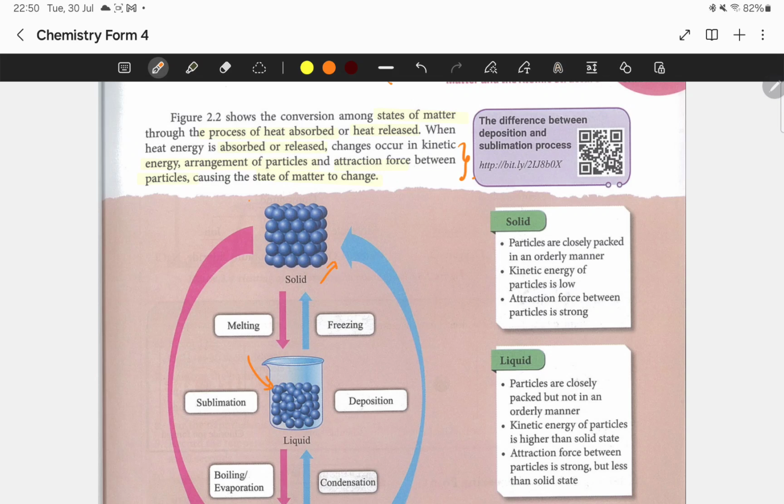So these three things you should evaluate for a state of matter. If you want to talk about solid, you should know about the kinetic energy of the particles. You should know about the arrangement, and of course you should also know about the attraction forces. So every explanation here is focusing on those things.